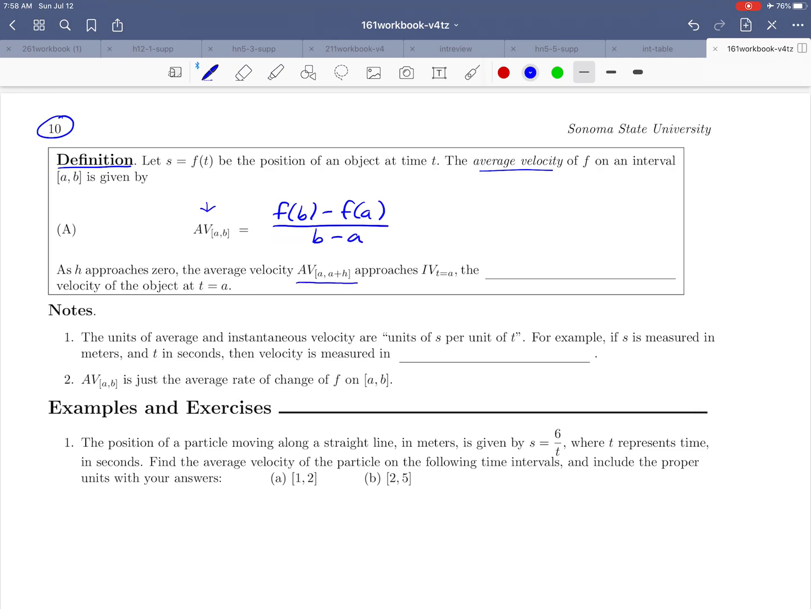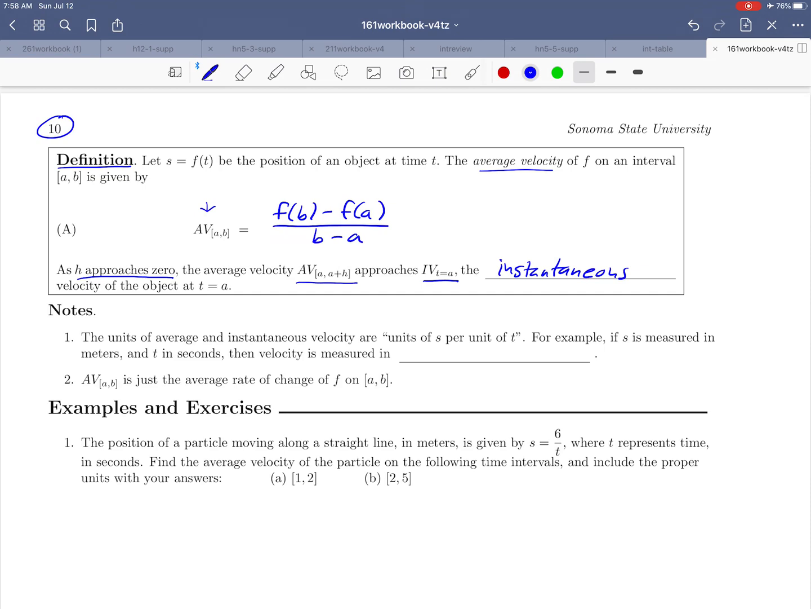One observation that we also talked about in the last example is that if you look at this average velocity over the interval from a to a plus h, and you let h approach 0, then what you approach is the instantaneous velocity of the object right at t equals a. And notice there's a new piece of notation for that. This IV that you see represents instantaneous velocity at t equals a. That's just our way of writing down instantaneous velocity.